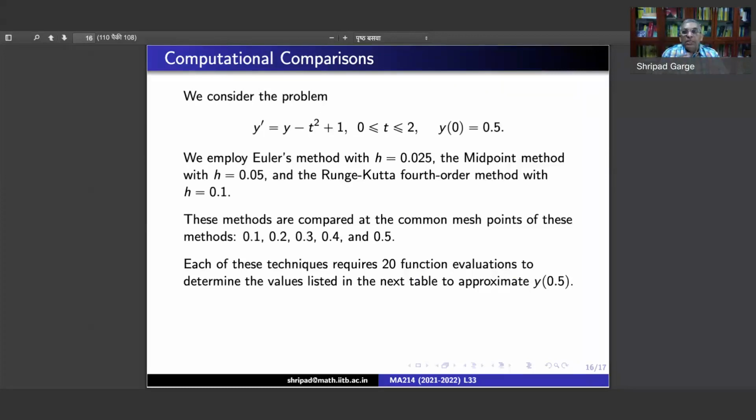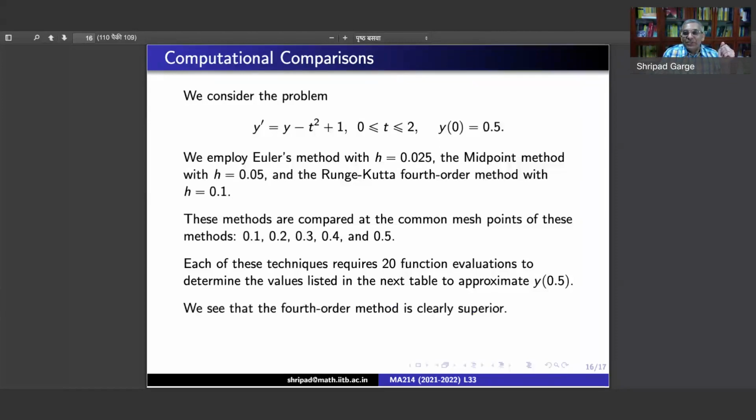The midpoint method at each step will require 2 evaluations, but since it is 0.05, it's going to take 10 steps to reach 0.5. So again, there are 20. And similarly with Euler's method with h equal to 0.025, it will require 20 steps, but there is only one function evaluation at each step. So there are in all 20 evaluations. Okay, so let's see the table. We will see that the fourth order method is clearly superior.